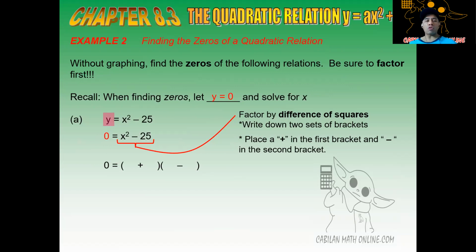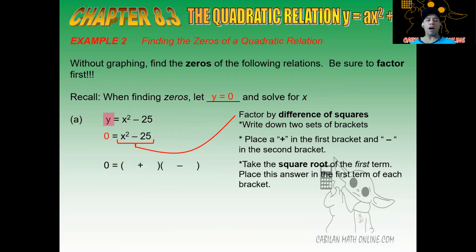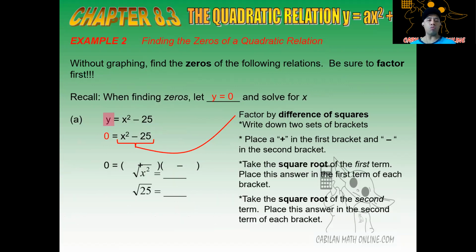Now, remember with the difference of squares, the easiest way to do this is to take both the x squared and the 25 here and take the square root of each one. So the square root of x squared gives me the x, which goes in the first spot. Take the square root of 25, and that'll give me 5, and that goes in the second spot. So that gives us the equation in factored form after we factored it using a difference of squares.